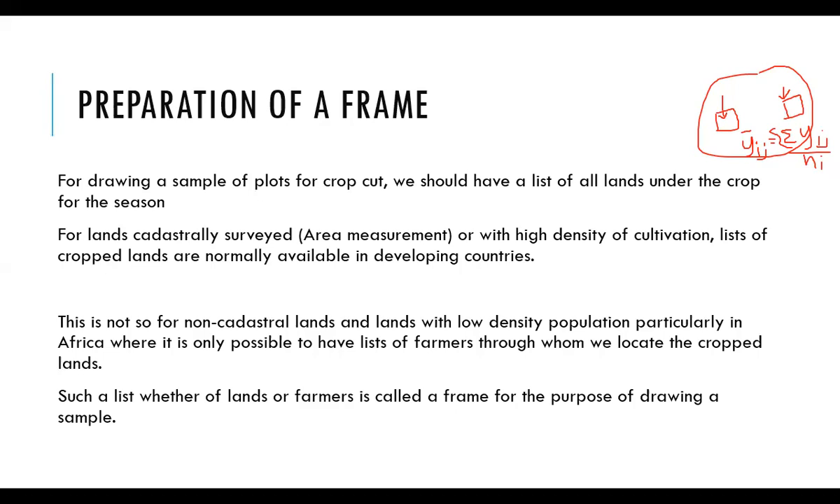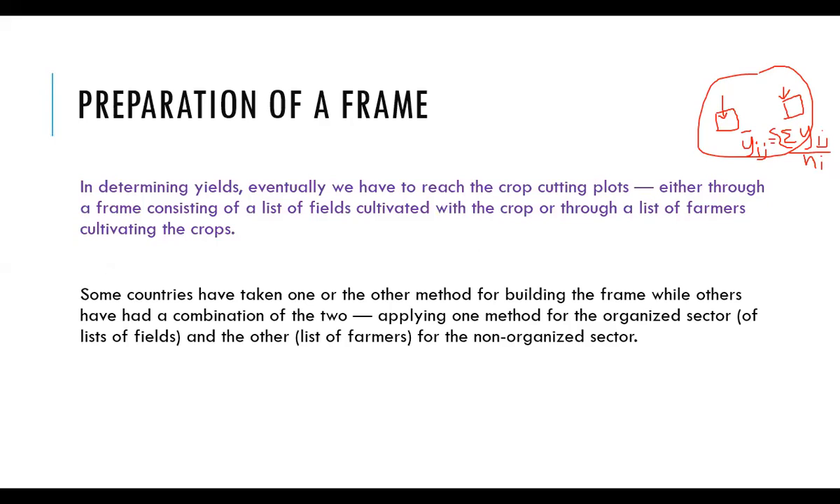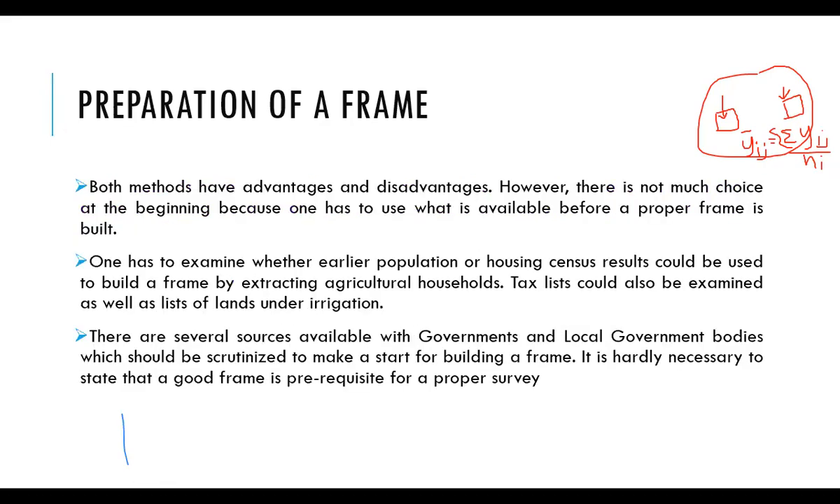So what we are saying in short is, in the case where you have the list of the farmlands, fine, then that becomes your frame. If you don't have it, make use of the list of farmers themselves. And in some situations, both the list of the farmers and the list of the farms are mixed together to develop the frame.